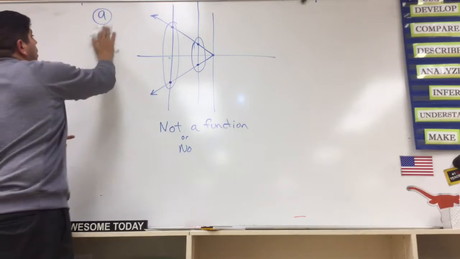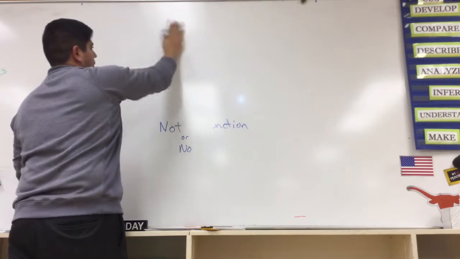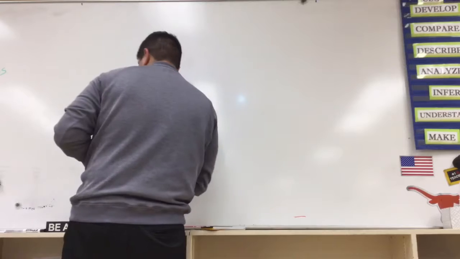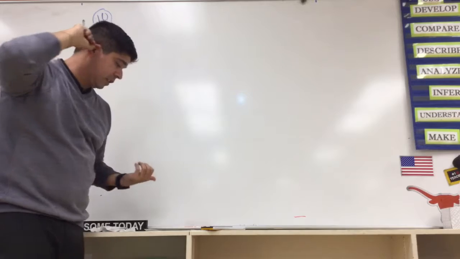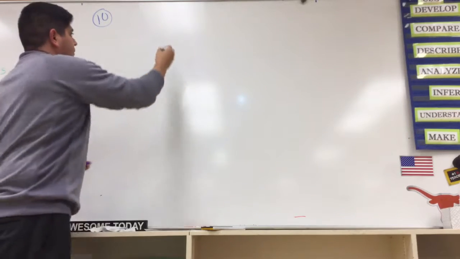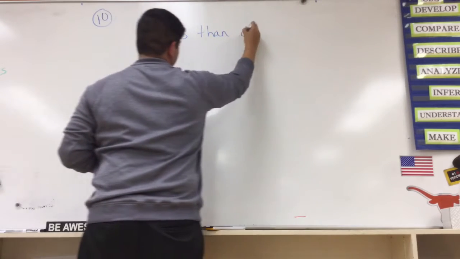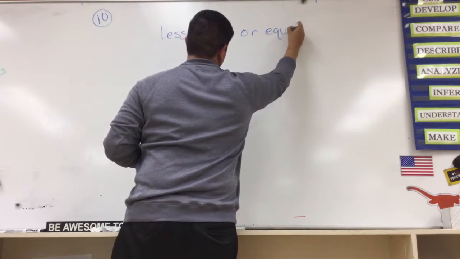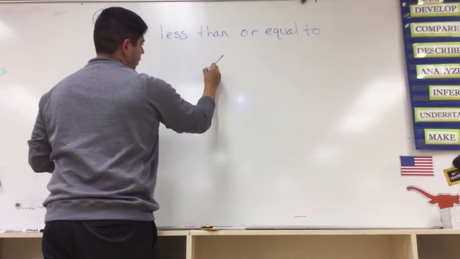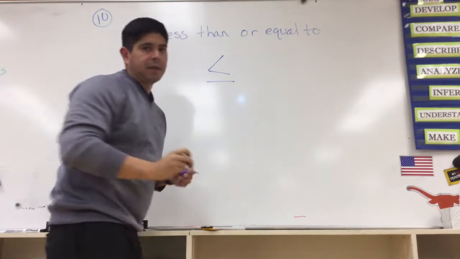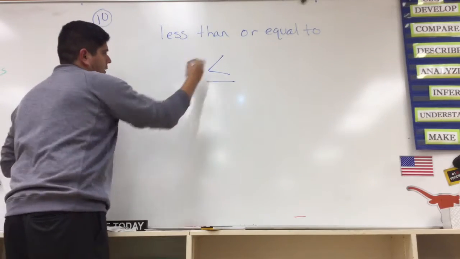Almost done. We just got one more. That's it. Okay, number 10, last one. Easy. What's the symbol for less than or equal to? Less than or equal to is always going to be pointing this way. Less than, and then a line underneath there makes it or equal to. So number 10 was easy. All you have to have is this.